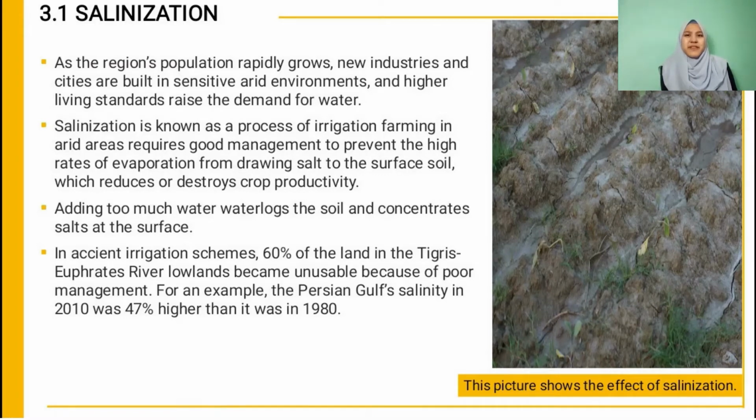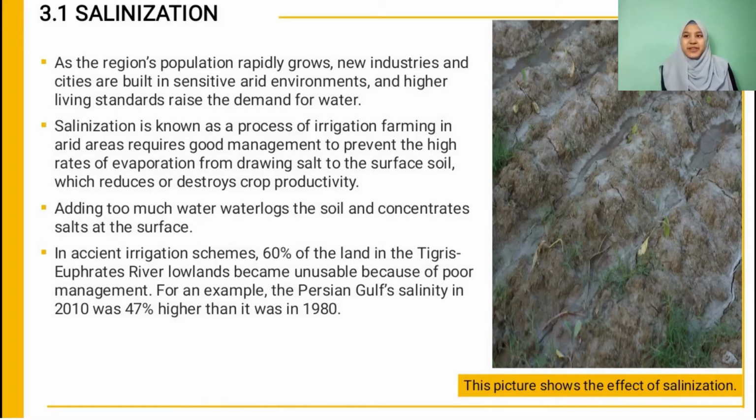Irrigation farming in arid areas requires good management to prevent the high rates of evaporation from drawing salts to the surface soil, which reduce or destroy crop productivity. This process is known as salinization. Under careful management, maintaining good drains allows water to flush the salt downward. Adding too much water waterlogs the soil and concentrates salts at the surface.